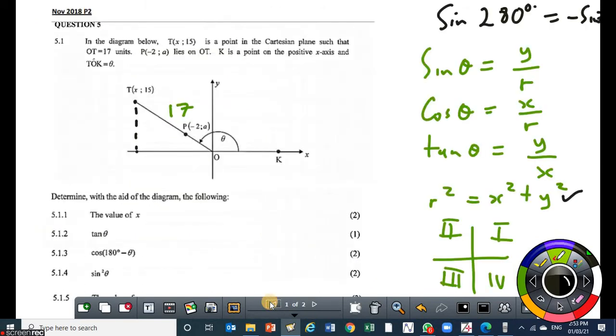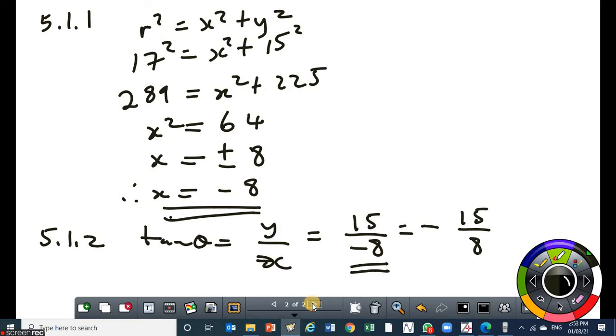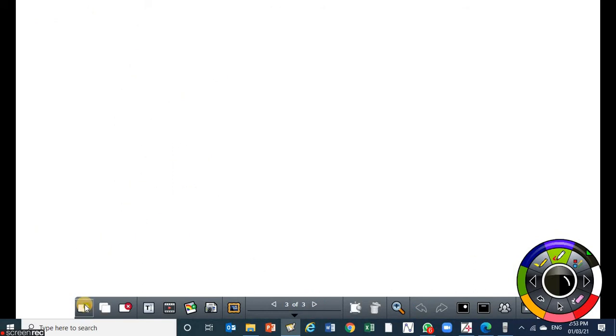Then 5.1.3. Now here you have to use your knowledge of reduction formula. Cos of 180 minus theta. Use your knowledge of reduction formula first, then you use the given information together with the value of x you calculated in 5.1.1. So that's 5.1.3, it's cos of 180 degrees minus theta. First, reduce that using your reduction formula.